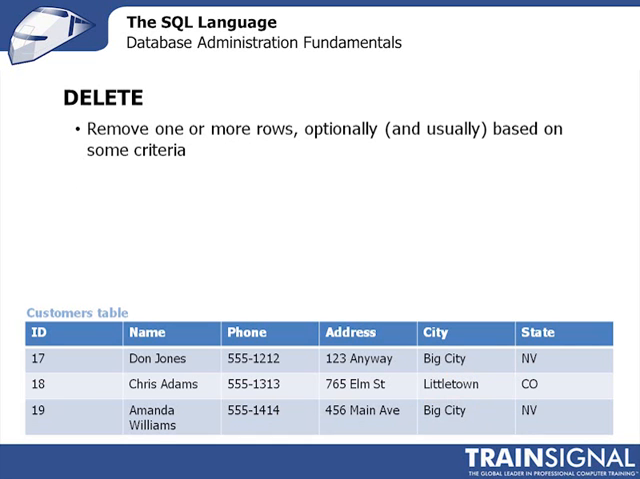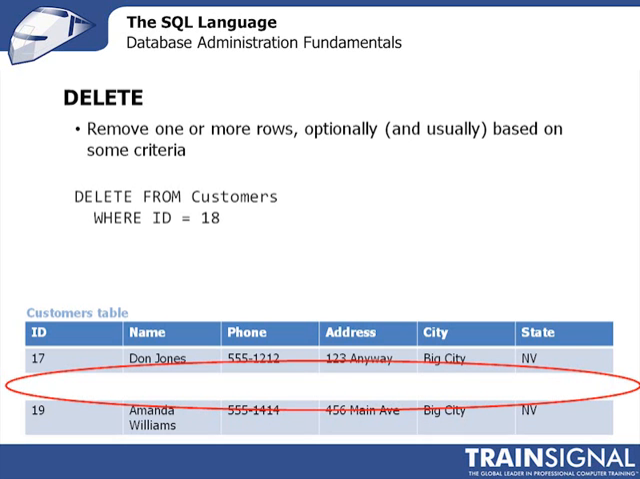The delete query removes one or more rows, and optionally, and usually based on some criteria. If you don't provide criteria, you wind up deleting every row in the table, which could get you in trouble with the boss if you're not careful. For example, delete from customers where ID equals 18. We'll go to the customers table, locate the row where the ID column contains the value 18, and then remove that row from the database entirely.